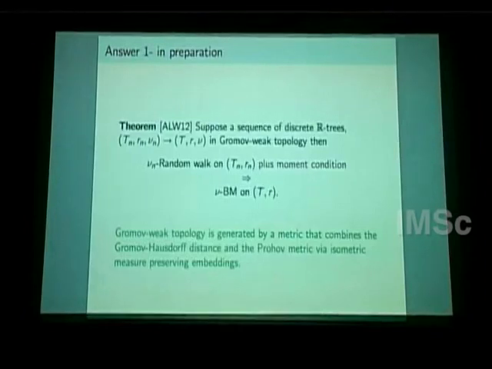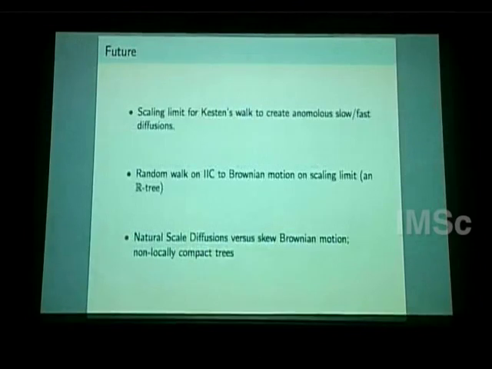But this sort of theorem will be useful to do various things. For example, I can use Kesten's theorem on random walks to get limiting results on Brownian motion. So this is the kind of future. Once that theorem is finished, then.